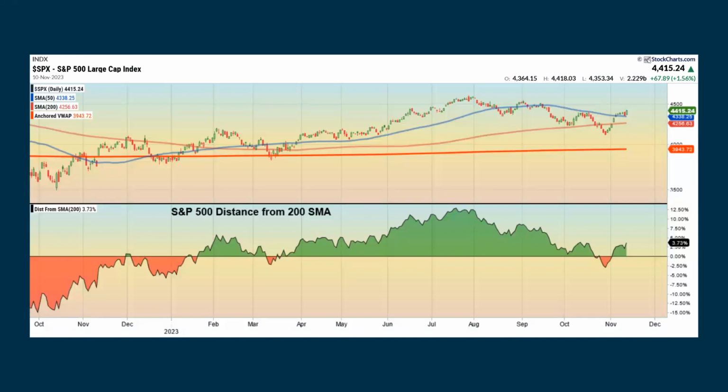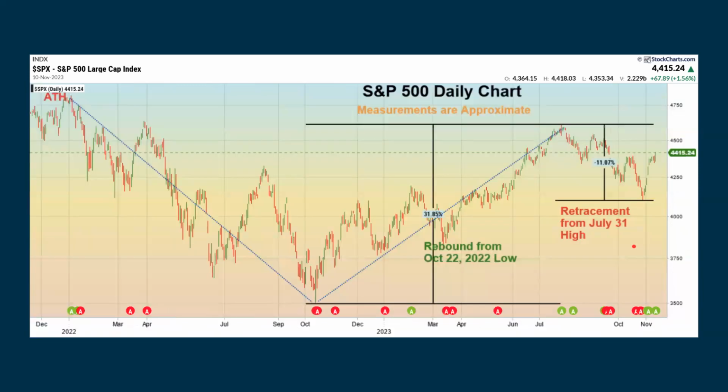Then I was showing this for a while as we were coming down and dropping below the 200-day simple moving average. But now that we're kind of breaking back above that, I haven't been showing this chart. And then this just kind of gives us an idea. We had a high back on July 31st, and then we've been having trouble ever since then.